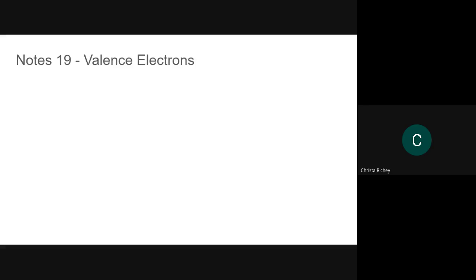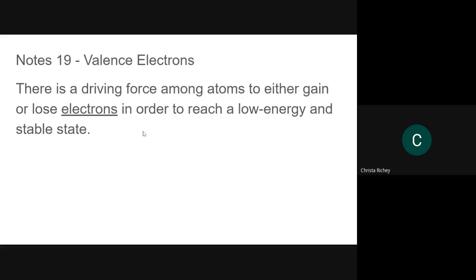So notes 19. Some of the other teachers smushed together 18 and 19 because they really go together. And if you understood what was going on yesterday, then today is just as easy. They're related to each other. Here we go.